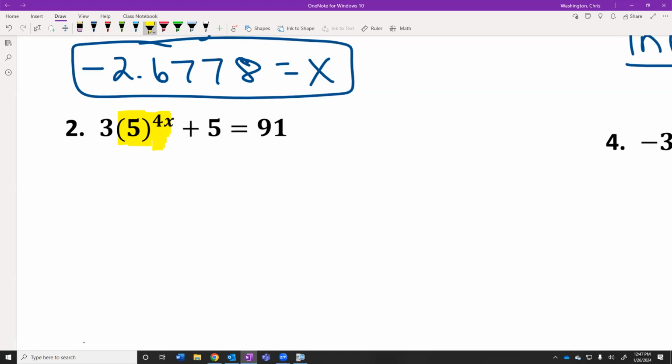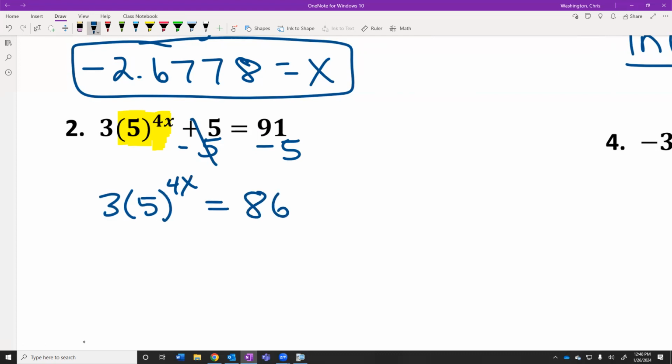So in this case, we're going to subtract 5 first. I know what 91 minus 5 is, so we can go ahead and do that. I didn't have to round anything. Like 91 minus 5 is 86. I didn't round anything, so that's okay.